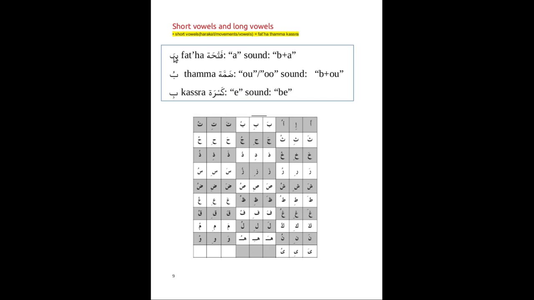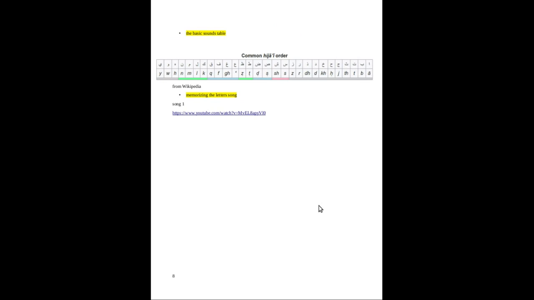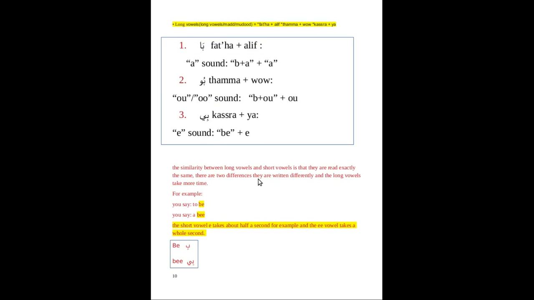So this is always at the top. This is always at the bottom. This is on top, at the bottom. And this is also always on top. That's it. That's how it's written. And also the video that I've shown you earlier will help you memorize these. So don't worry. So now the long vowels.